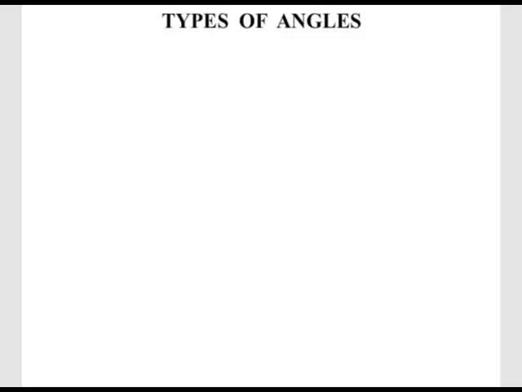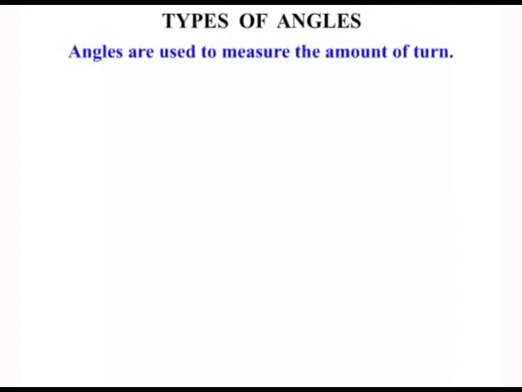Next chapter, angles. Angles are used to measure the amount of turn. If you consider this blue line first, we will draw a similar line, but it's colored red. We put it on top of the blue line. And from this point, we will start turning through the red arm. At the moment, there is no turn. We say it's 0 degrees.